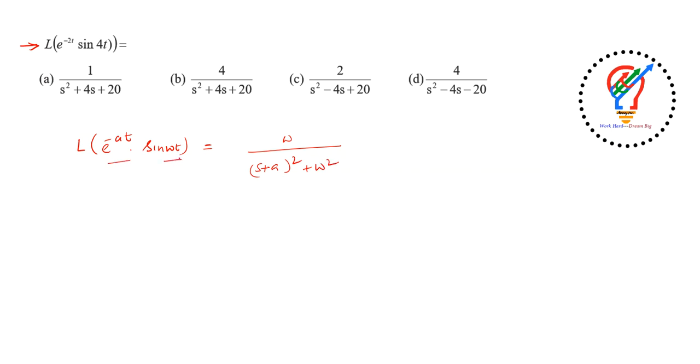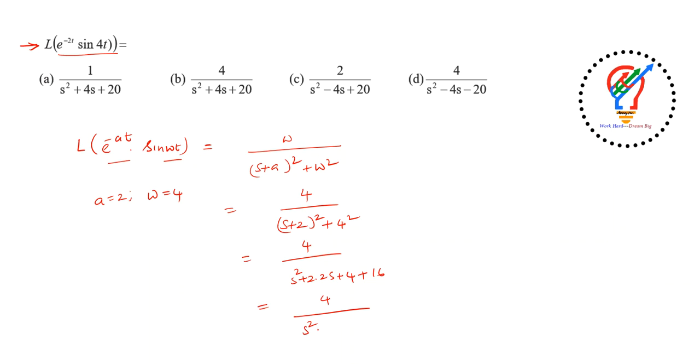So by comparing these two equations here, I can say that a value is nothing but 2, omega value is nothing but 4. Substituting these values in this formula, 4 divided by (s plus 2) whole square plus 4 square, that is equal to 4 divided by s square plus 4s plus 4 plus 16. So it's nothing but 4 by s square plus 4s plus 20. This is the answer for this question. So B is the right answer.